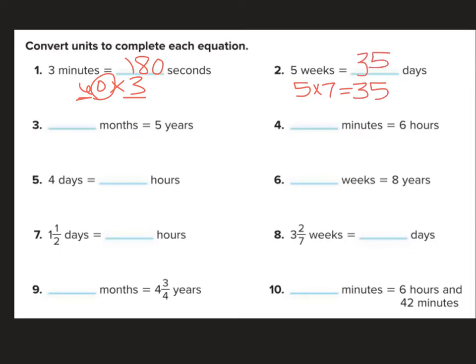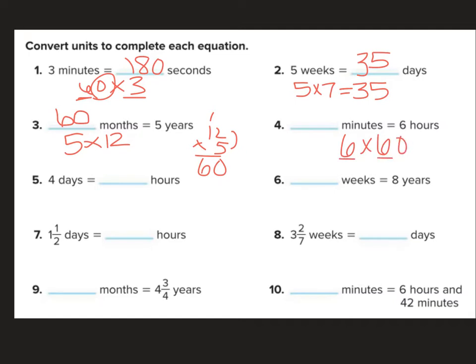How many months are in 5 years? So I need to do 5 times 12, which is 60. Okay, how many minutes are in 6 hours? So 60 minutes in 1 hour. 6 times 60. 6 and 6 is 36. Add my 0, 360. 4 days equals how many hours? Okay, so I need to do 4 times 24. That is 96 hours.